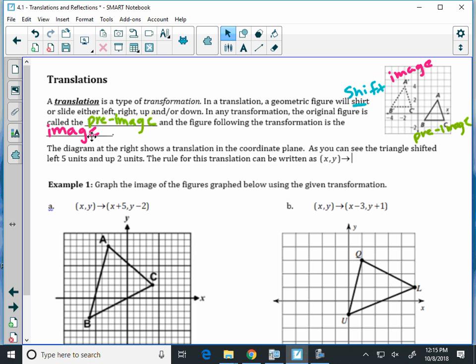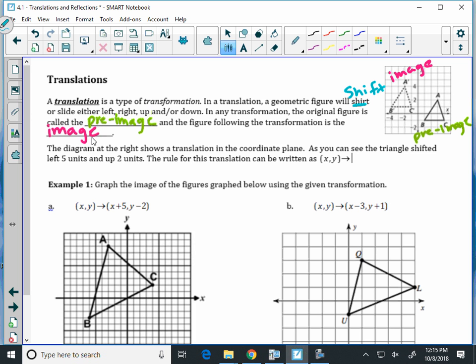The diagram at the right that we just labeled shows a translation. You can see that the triangle shifted left 5 units, so each vertex went left 5 units and then up 2. This went left 5 and up 2. A went left 5 and up 2. Okay? The rule for this translation can be written as follows.